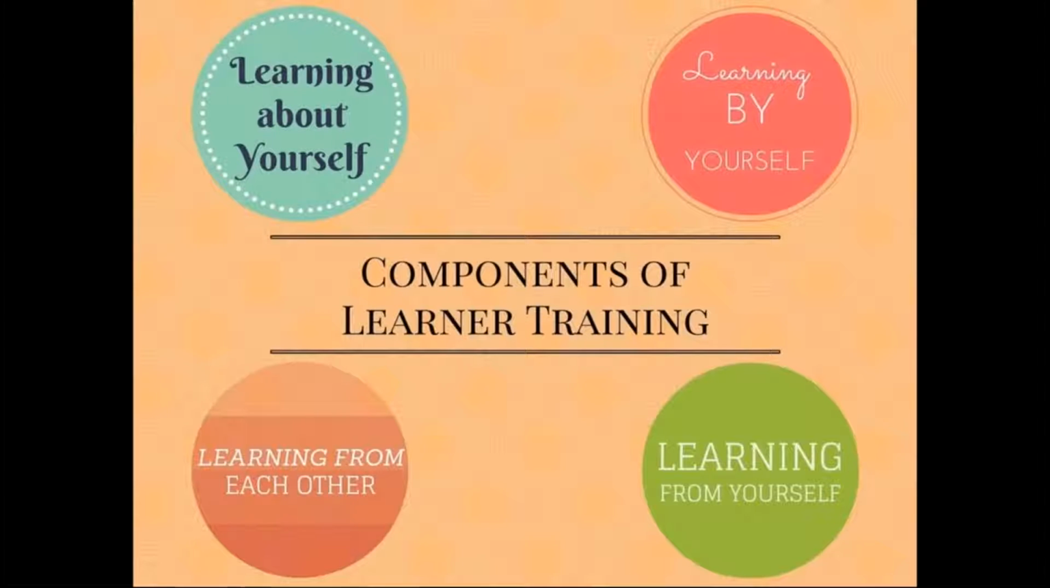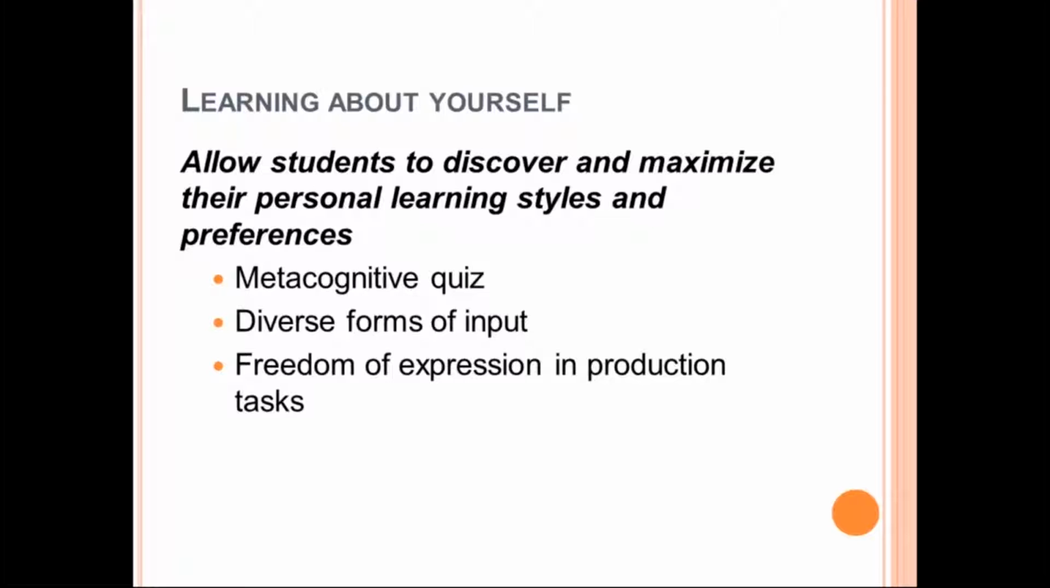So I've identified four, we'll call them components of learner training. The first is learning about yourself. The second is learning by yourself. Third, learning from each other, and fourth, learning from yourself. So each one of these is an important part of learning a language and training yourself to learn a language, or training your students. And all four of them are necessary for being a strong learner.